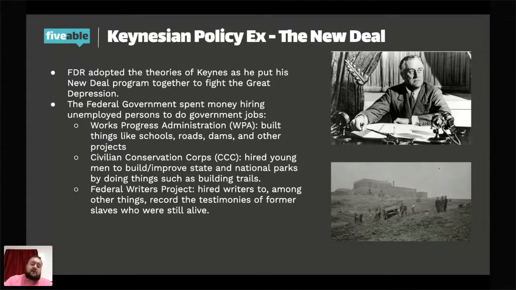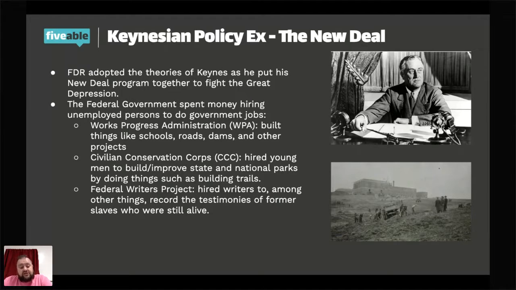And then another was the Federal Writers Project, which hired writers to, among other things, record the testimonies of former slaves who at this time were still alive, but very, very old, many in their 90s, and some even into their hundreds. And so the idea of the New Deal was we need to dump all this money in the economy. The government needs to spend all this money, and it will spur people in the economy to start moving again. So how does that actually work?